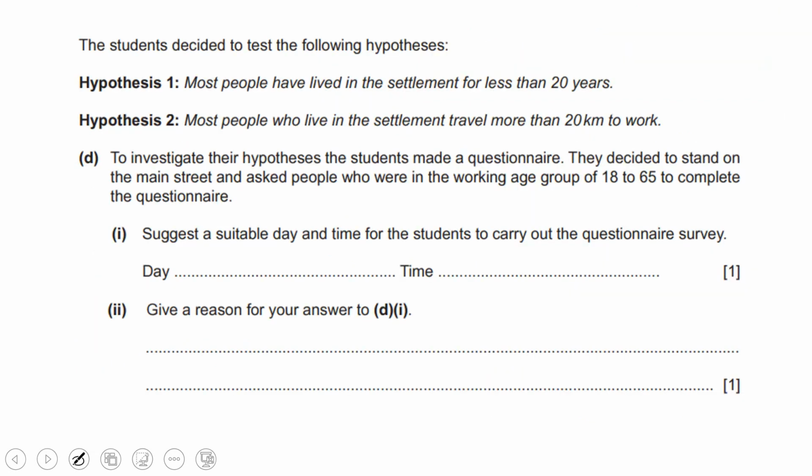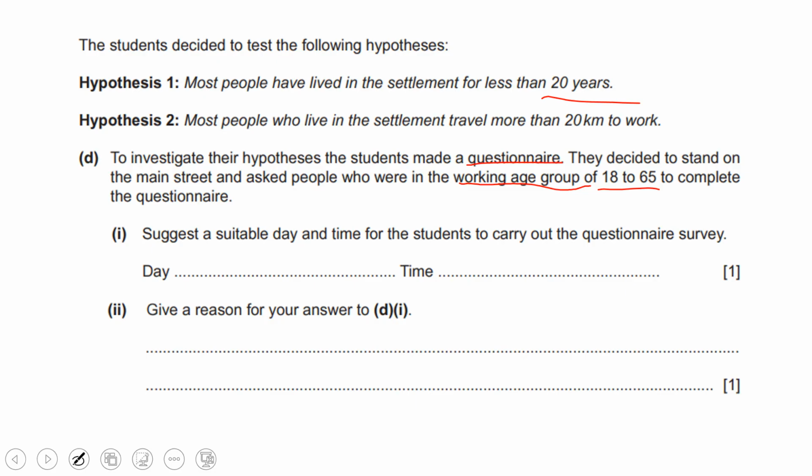That's all. Now, they said the student decided to test the following hypothesis. There are 2 hypotheses here. Most people have lived in the settlement for less than 20 years. The second hypothesis is that most people who live in the settlement travel more than 20 kilometers to work. Now, to investigate the hypothesis, the student made a questionnaire, the method of data collection. They decided to stand on the main street and ask people who were in the working age group of 18 to 64 to complete the questionnaire.